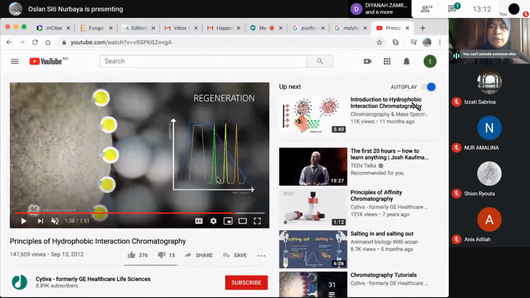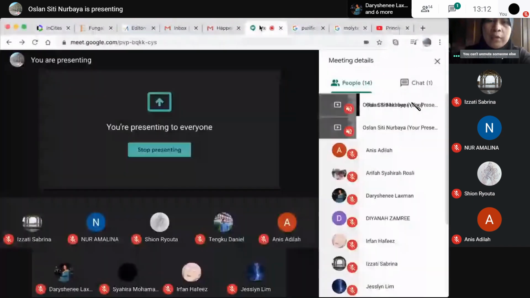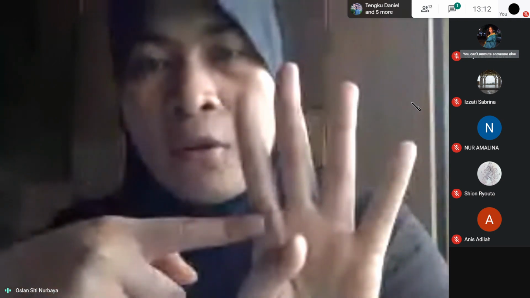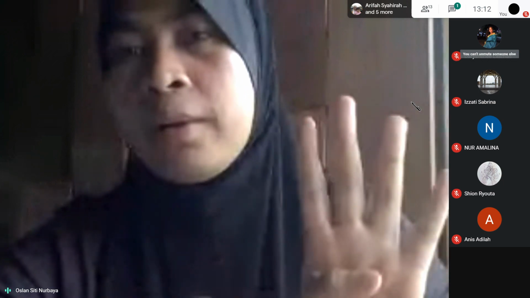If you compare based on the chromatogram, now we have 4 steps, right? You have done 4 purifications, I mean the main ones: HIC, ion exchange chromatography, gel filtration, and affinity chromatography. These 4 will have different principles and then different patterns of the chromatogram.